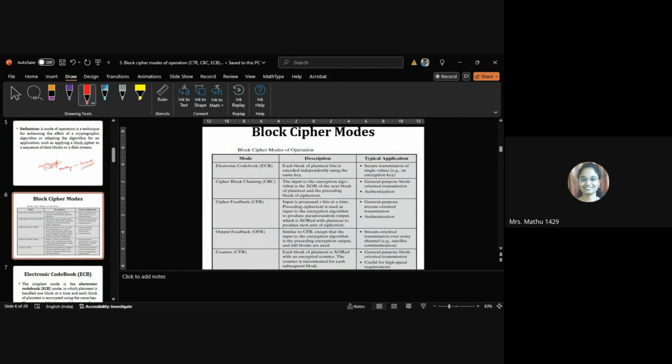So there are five modes of operation. The first one is electronic codebook mode, which in short we can call ECB. The second one is cipher block chaining, CBC. Then we have cipher feedback, output feedback, and counter mode. We are going to study only electronic codebook, cipher block chaining, and the counter mode.